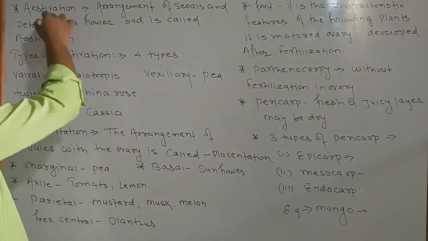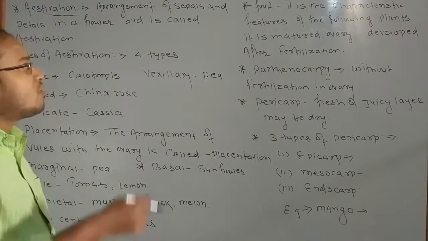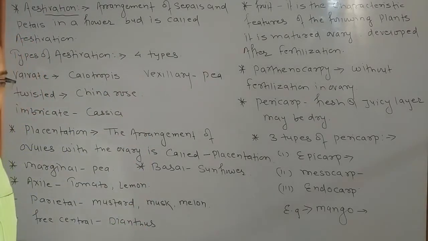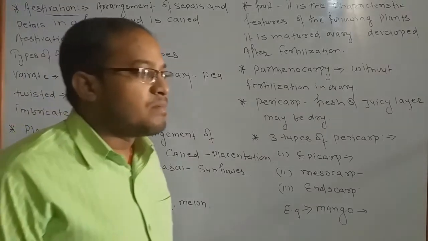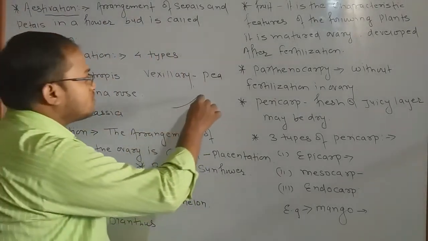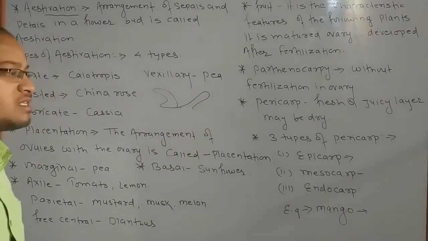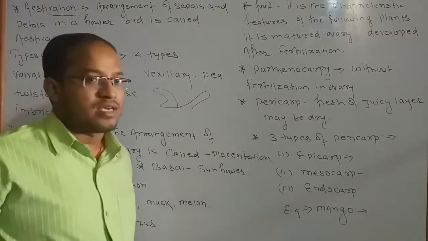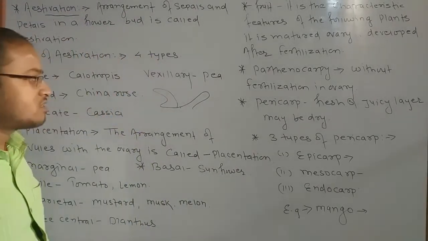Okay, so what is the meaning of estivation? Estivation means the proper arrangement of sepals and petals. Sepals we have discussed and petals we have also discussed. Petals are the leaves. Okay, the petals are the colorful structures, and that's why most of the pollinators are attracted to them.